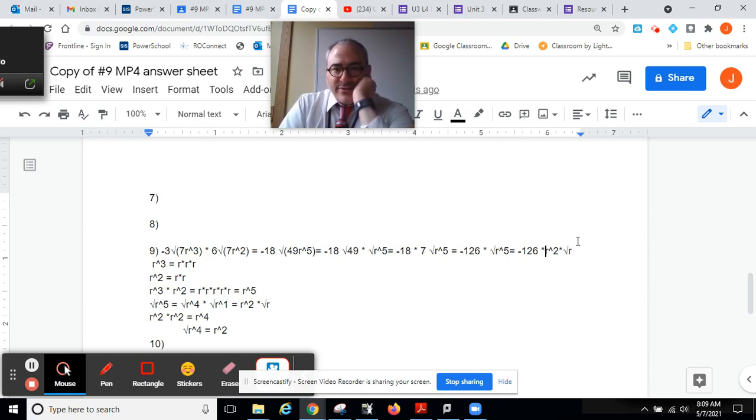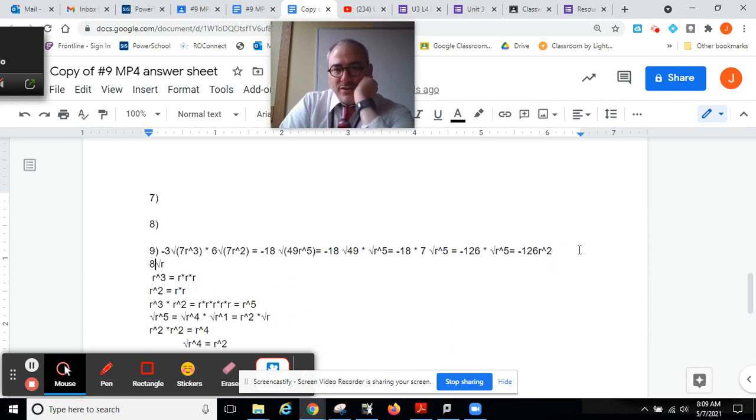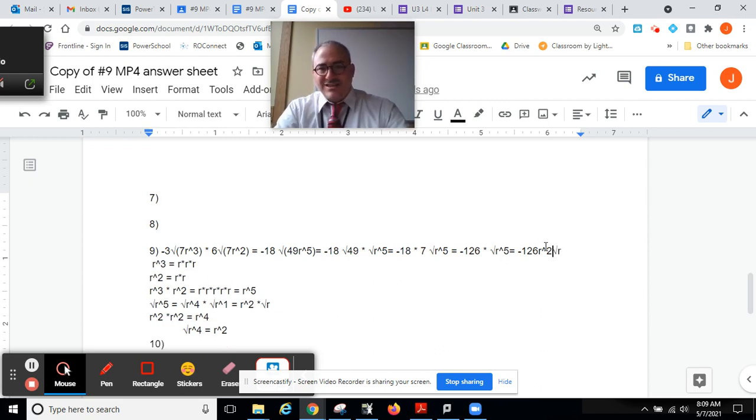And in math, there's something called implied multiplication. We put a variable next to a number, implied multiplication going on there, and technically there's implied multiplication in front of that radical. I don't need the asterisks, but if you like them, go ahead and put them in there. It doesn't hurt anything. It just makes it more busy. All right, that's where I'm going to leave it.